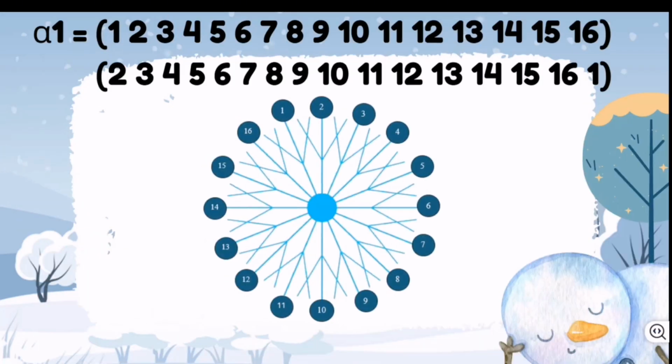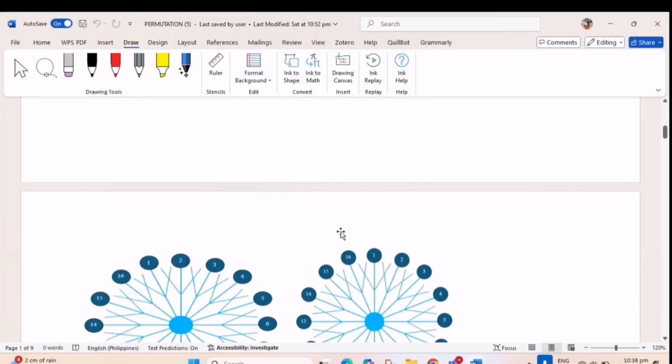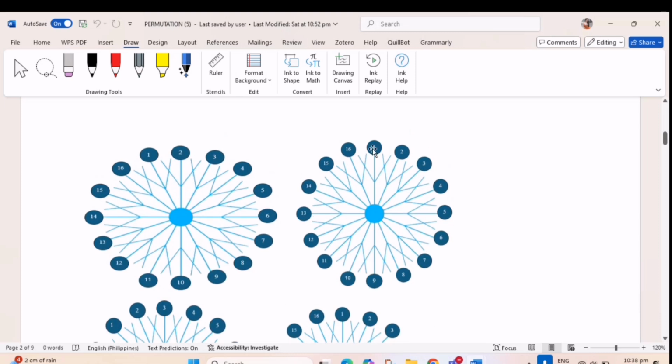Alpha sub 1. Alpha sub 1, we have 1 to 2, 2 to 3, 3 to 4, 5 to 6, 6 to 7, 7 to 8, 8 to 9, 9 to 10, 10 to 11, 11 to 12, 12 to 13, 13 to 14, 14 to 15, and 15 to 16, and lastly we have 16 to 1. And this is our alpha sub 1.